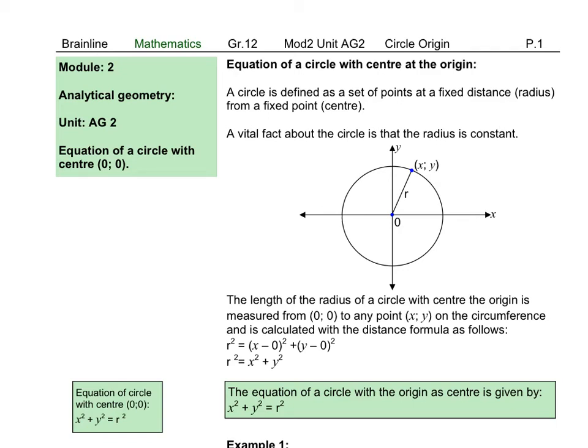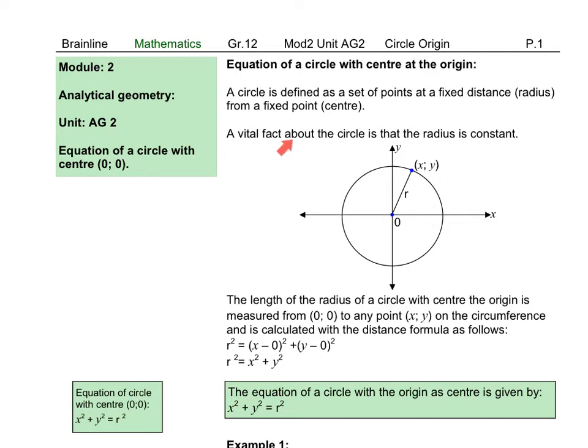Good day. Today we will be looking at Module 2, Analytical Geometry, Unit AG2, and specifically the equation of a circle with the center 0, 0. Now a circle can be defined as a set of points at a fixed distance from a fixed point. And in this lesson, we will specifically look at the circles with the center at the origin, 0, 0.